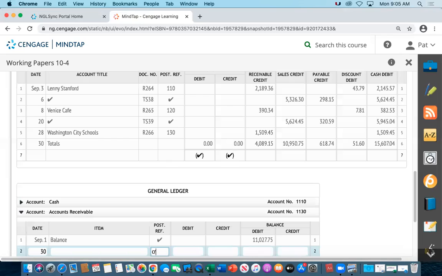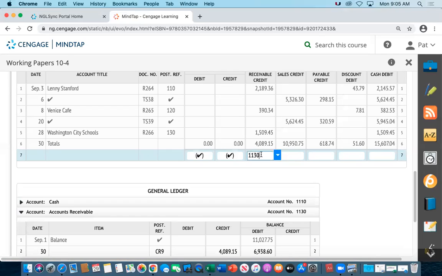It is still, remember, CR9, right? And we have a credit column that we collected $4,089.15. Not bad. We are owed $11,027.75. So we subtract that from what was paid, $6,938.60. People used to owe us $11,000. Now they owe us $6,938.60. We then place this 1130 there.